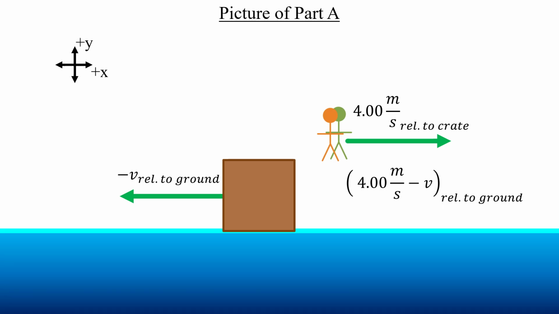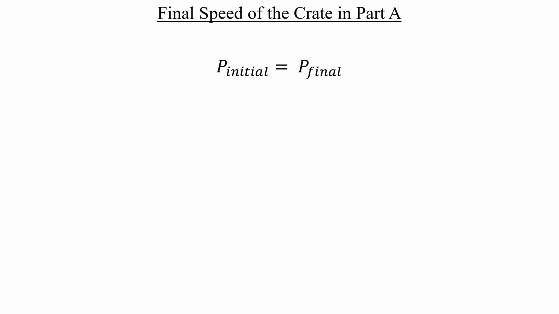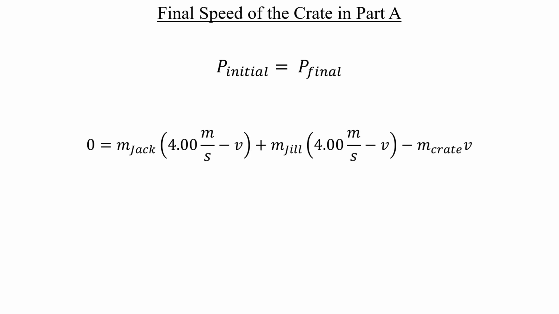So now that we have all of these speeds relative to a non-moving or inertial reference frame, we can apply our conservation techniques. Let's start with the conservation of momentum. Initially, nothing was moving, so we would expect a 0 on the left-hand side of this equation. On the right, we'll have the positive momenta of Jack and Jill being added to the negative momentum of the crate. Let's start by distributing Jack and Jill's mass into these parentheses.